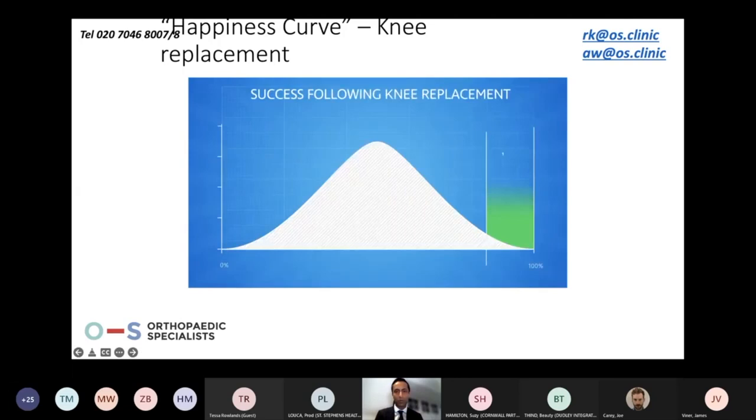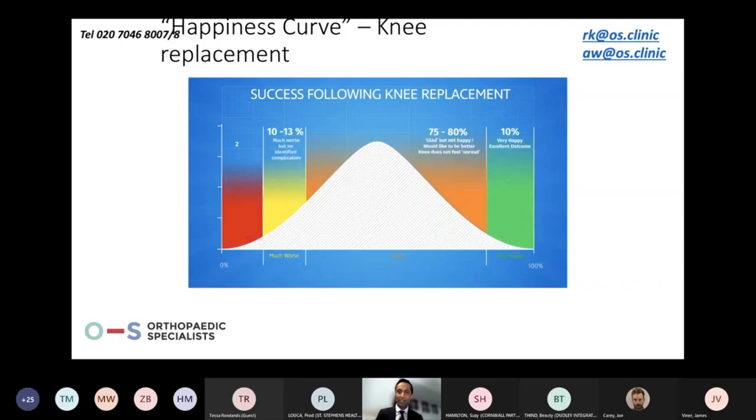We know that in reality, particularly with knee replacements, 10% are ecstatic. They're really amazing patients. 75 to 80% feel they're glad they got it done, but their knee doesn't feel normal. But the bit that we're really concerned about is the guys on the left-hand side, the 15% who feel worse, of which 2% may have had a complication. So this is what we're trying to avoid.